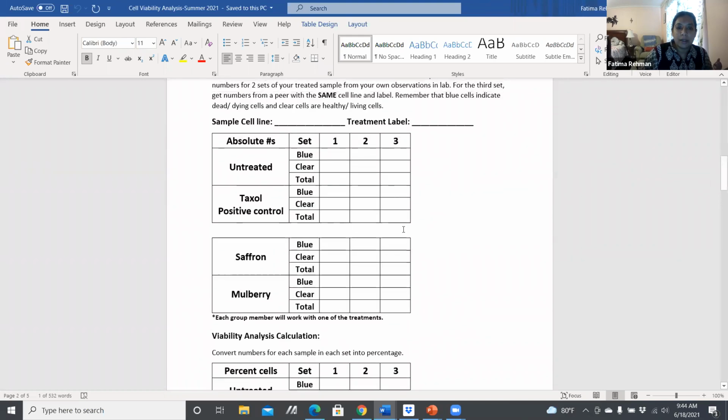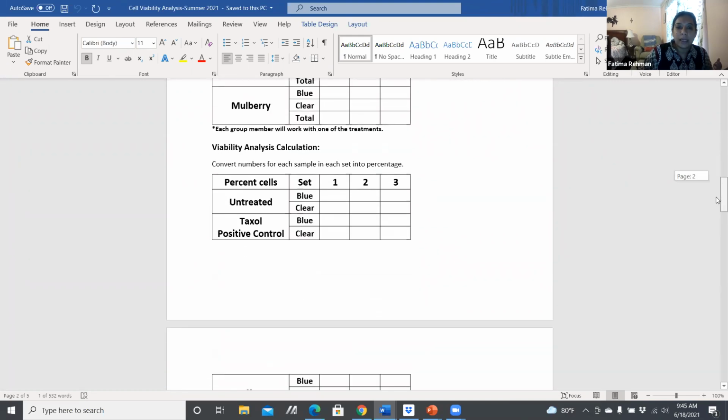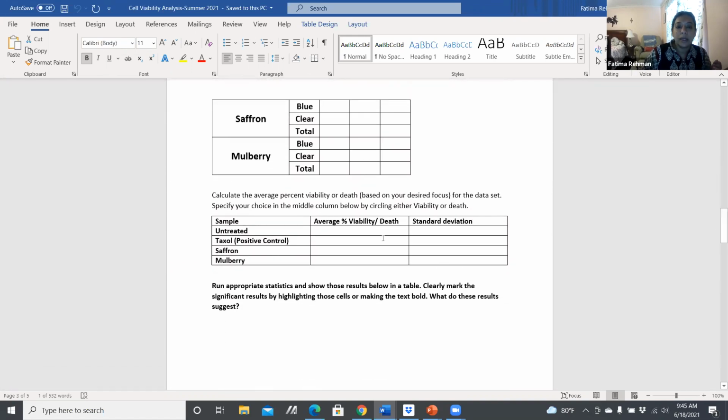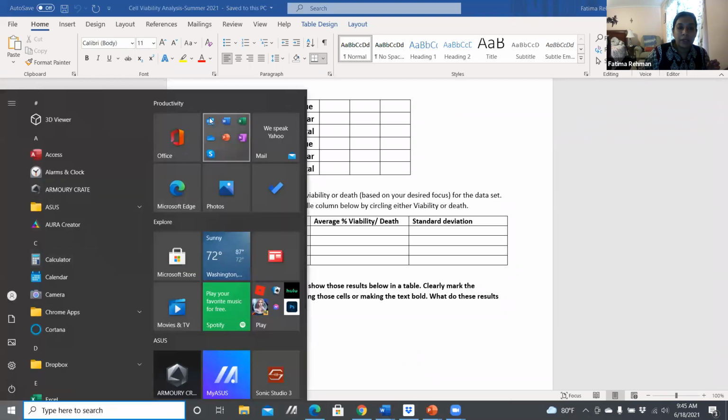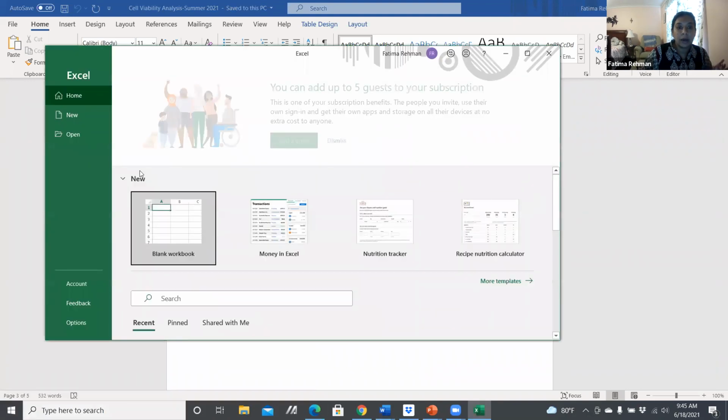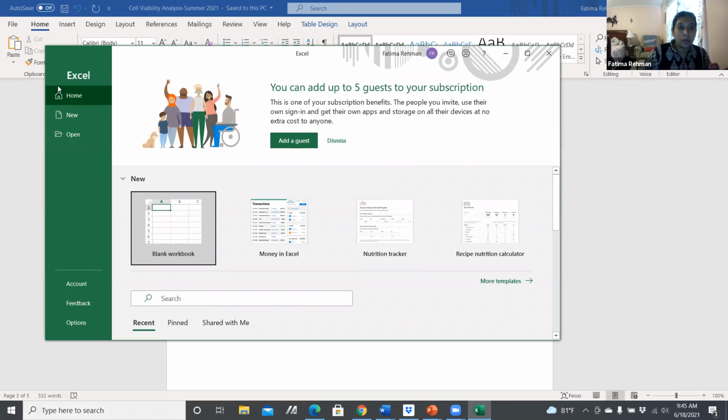Once you have done these absolute numbers, you will then convert that into percentages, a percentage blue and percent clear for your treatment for your 3 images. And then lastly, you're going to be calculating the average percent viability and the standard deviation of your treatment. I want you to be using an Excel document to organize that data so that you can run the statistics later on as well.